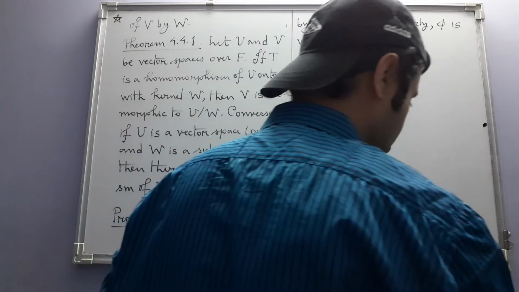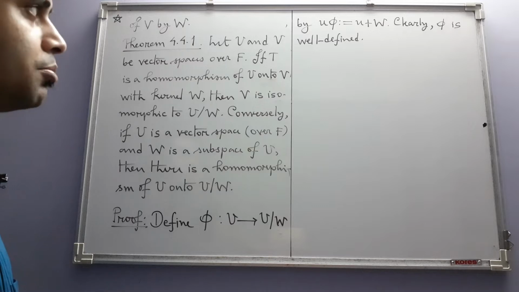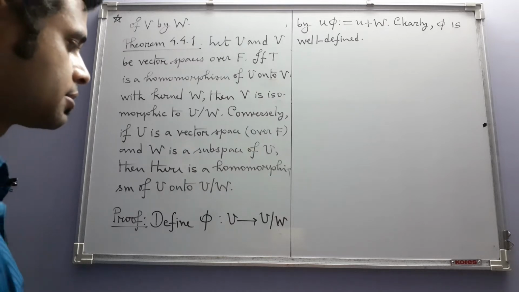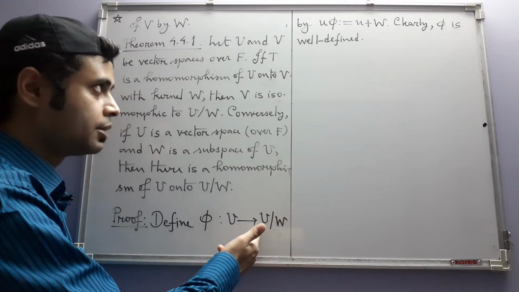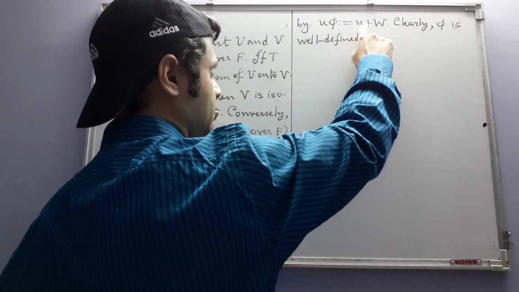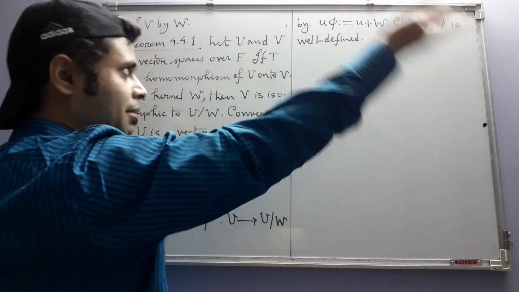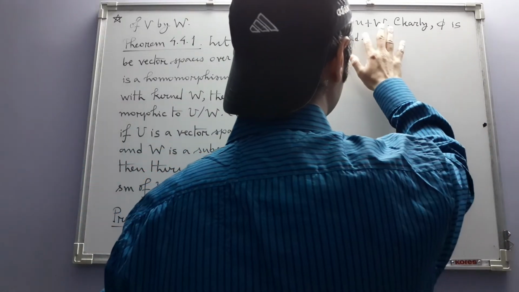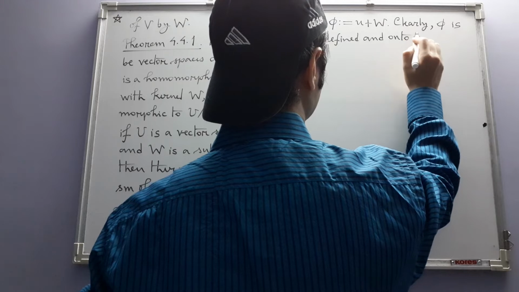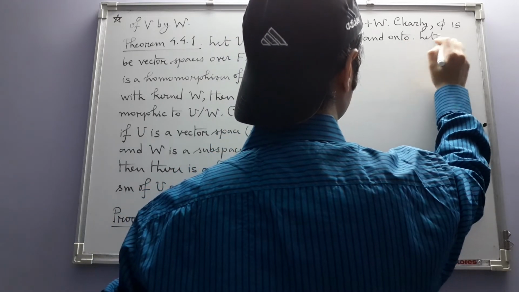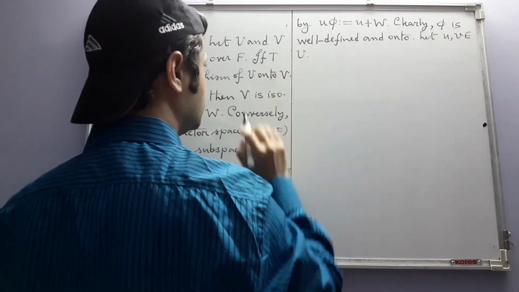Now we have to prove two things. Phi is onto and phi is a homomorphism. Ontoness is almost obvious. You choose any coset from here, any coset of W in U, that coset is going to look like this, where here you will have some vector from U. So that vector will be mapped onto that coset. So we are just simply going to write clearly phi is well defined and onto. Okay, next let u and v belong to U.